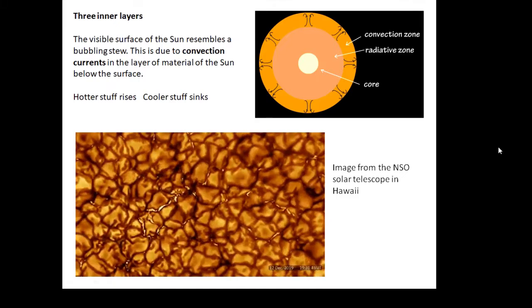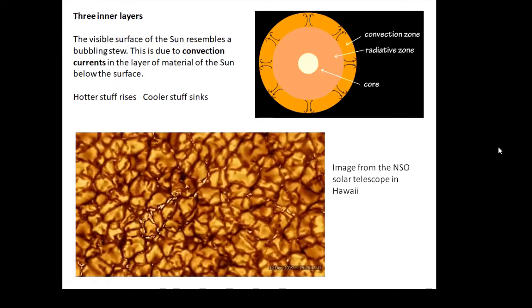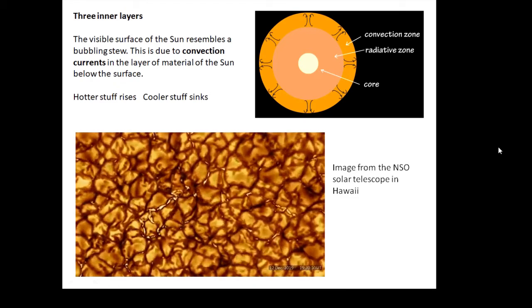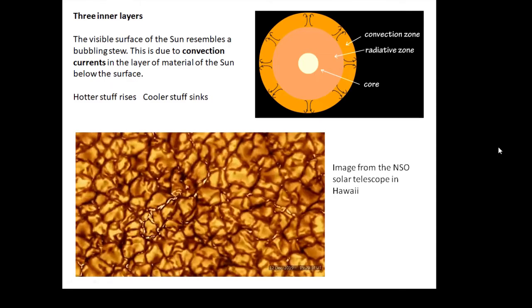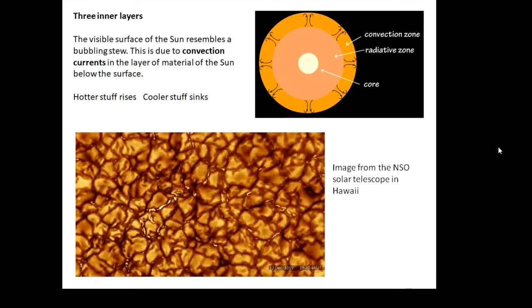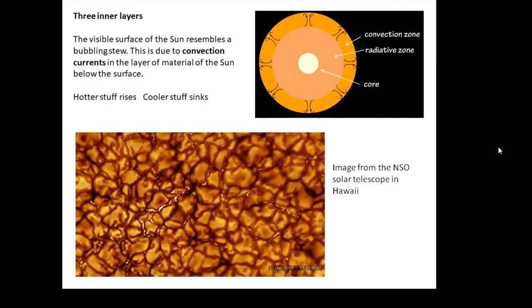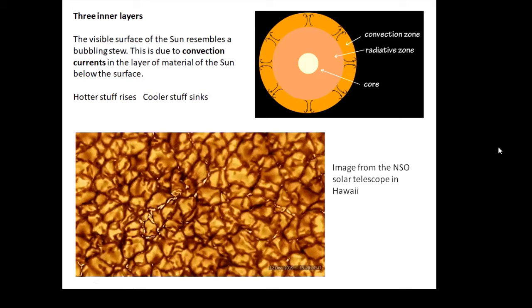Now, the visible surface of the sun, if you look at it, it looks like a bubbling stew. There's all kinds of material rising up to the surface and then sinking back down again. From GCSE physics, you should know about convection currents. Convection is like hot fluids rise and cold fluids sink, and this is what's happening in the convection zone. Hot stuff bubbling up to the top and then sinking down again.